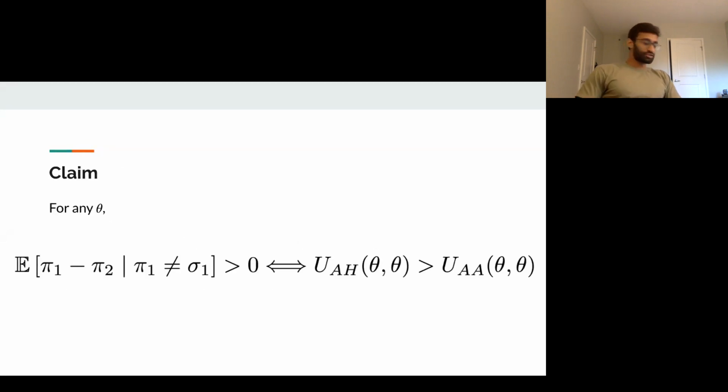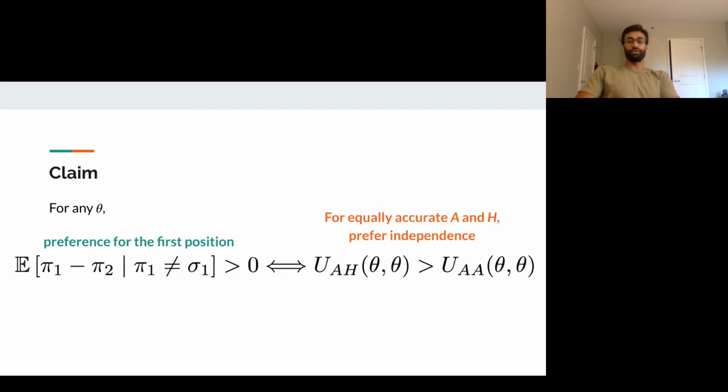Okay, now the first claim that I'm going to make is regarding our preference for the first position, which simply, if you remember, said, given that two rankings disagree in the first position, you should still prefer the first position over the second position. Okay. Now, my claim is that this is essentially the same thing as saying, given that the human and algorithm are equally accurate, if your competitor gets to go before you and they use the algorithm, you should prefer independence. So for equally accurate algorithm and human, you should prefer independence.